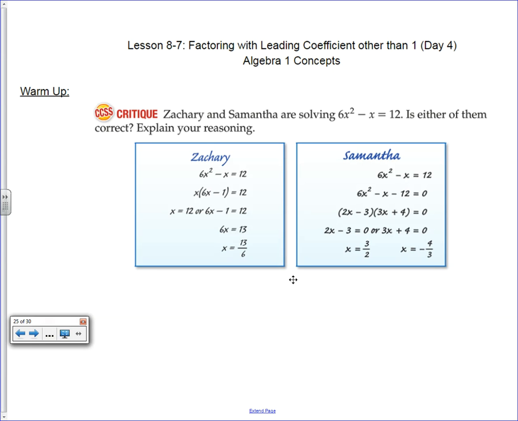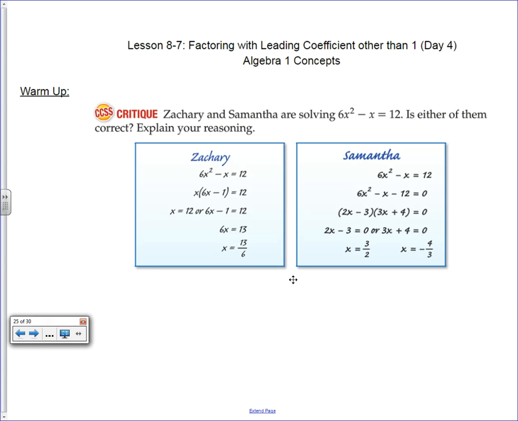Please take a look at the warm-up that you have there on your page. Take a look at the original problem and decide who is correct and why they're correct. You know, typically in math, it's the other way around. Why do you think Samantha's right? And what did Samantha set it equal to? 0. Folks, what about this problem tells me that it needs to be equal to 0? Why can't I just put the 12 over there and isolate it?